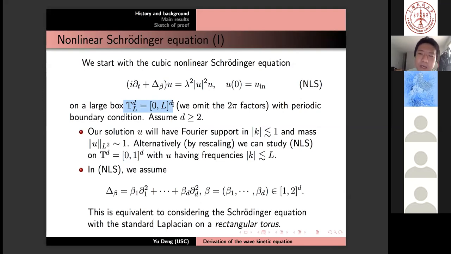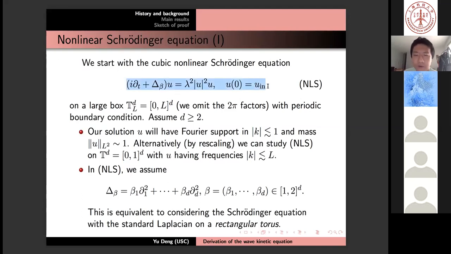But then the initial data will be supported in the frequencies k less than L instead of k less than 1 in the original picture. We have a standard torus with initial data having essentially support in a ball of radius L. This is also something that has been considered: a nonlinear Schrodinger equation on the standard unit torus with the initial data supported on frequencies of size L. This is essentially a typical case. Here we're considering the rescaled version of this.